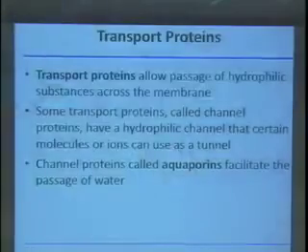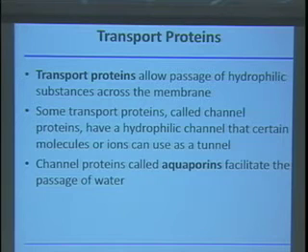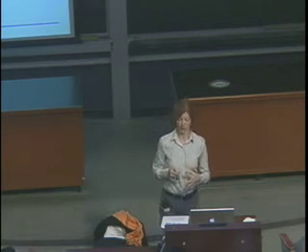Okay, so transport proteins. These are proteins that allow hydrophilic substances to go across the membrane. Because, as we said, many molecules wouldn't have the ability, or at least certainly not quickly, to cross the plasma membrane unless they were helped by proteins. And some of these are channel proteins. They have a hydrophilic central pore that allows molecules or ions to go across, like that beautiful example of the potassium channel.